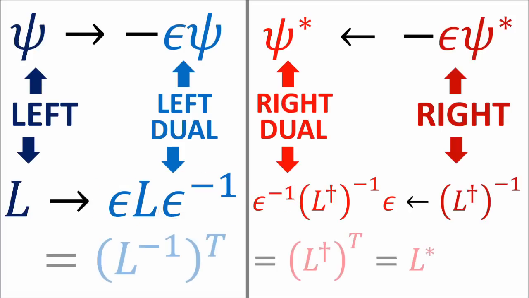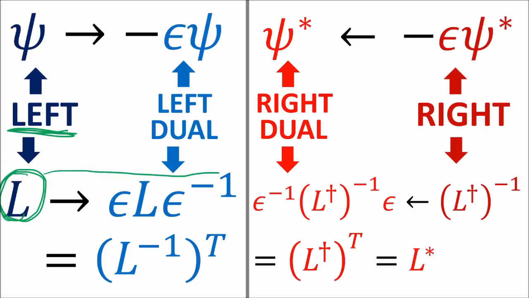Using the algebraic properties we've learned so far, we can deduce that taking a left chiral SL2C matrix L and complex conjugating it gives the corresponding right chiral dual SL2C matrix. This is a fact we'll keep in mind for later.